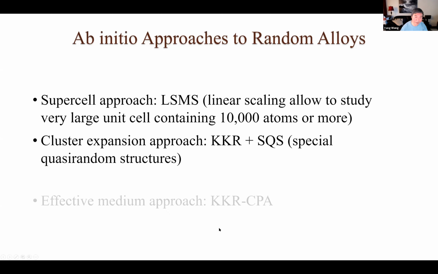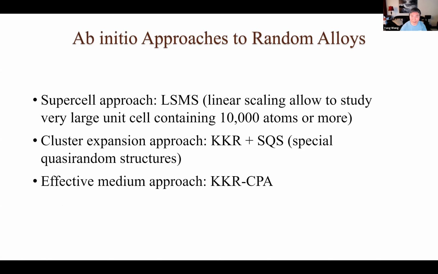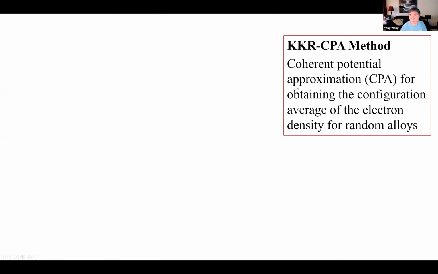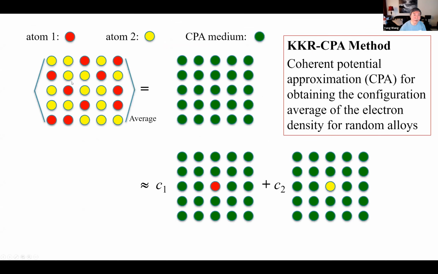The third technique I'm going to talk about today is called KKR-CPA. It's an effective medium approach. CPA means coherent potential approximation. The idea is how to calculate the configuration average of the electron density for random alloys. In principle, you are supposed to generate all different kinds of configurations, and then take the average.